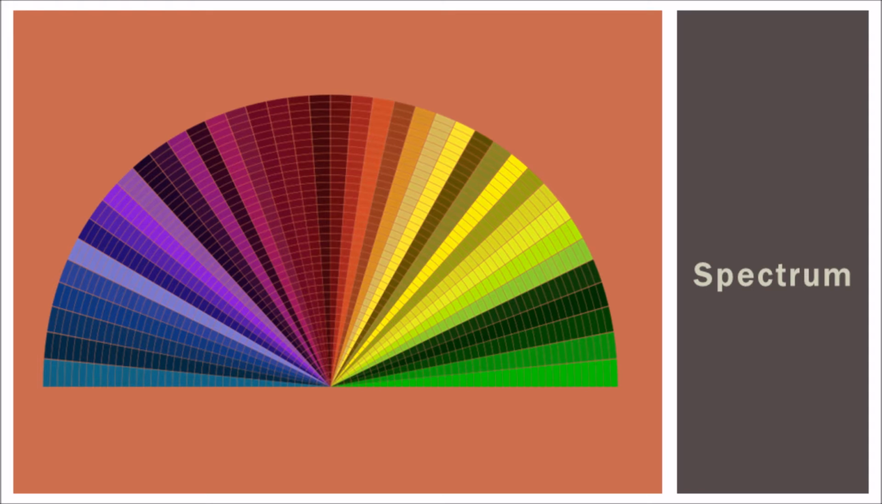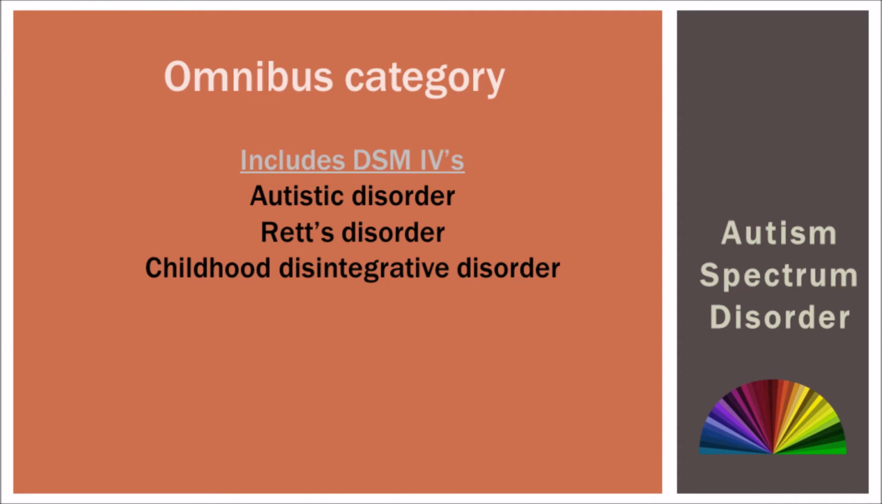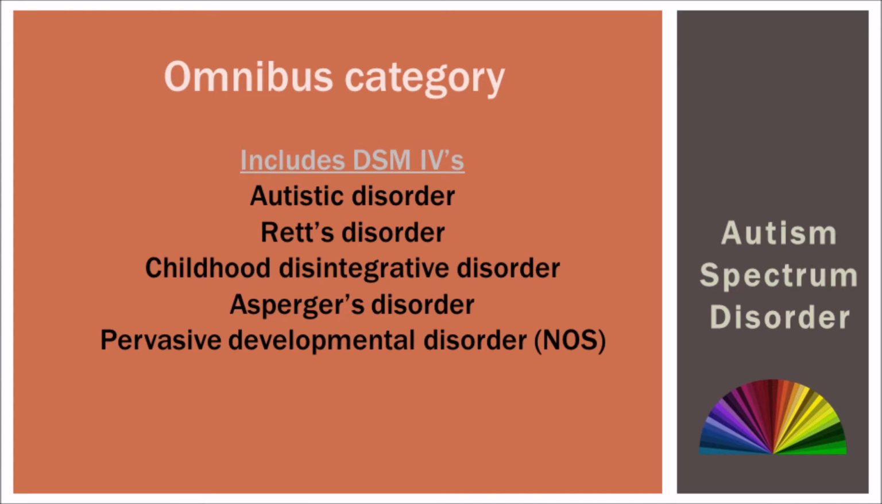Moving ahead, in DSM-5, an attempt has been made to talk about illness as a spectrum. This tries to accommodate the varied nature and severity of illness. For example, autism spectrum disorder is an omnibus category. This is a consolidation of DSM-4's autistic disorder, Rett's disorder, childhood disintegrative disorder, Asperger's disorder, and pervasive developmental disorder not otherwise specified.